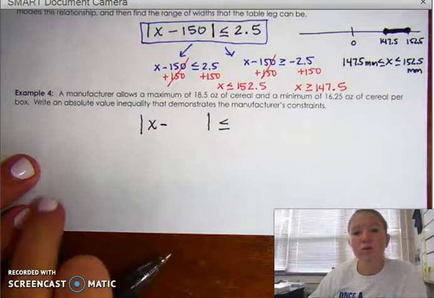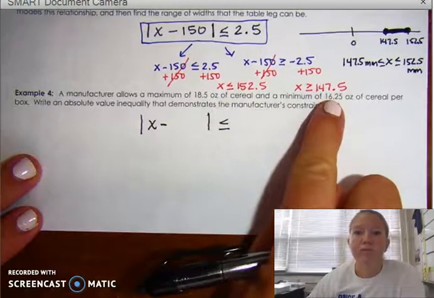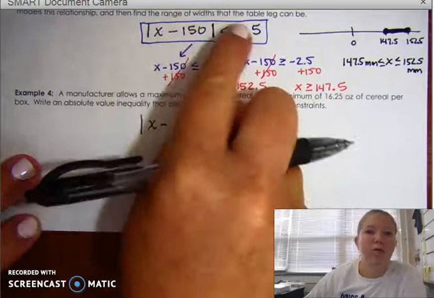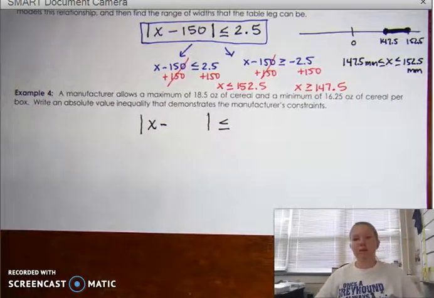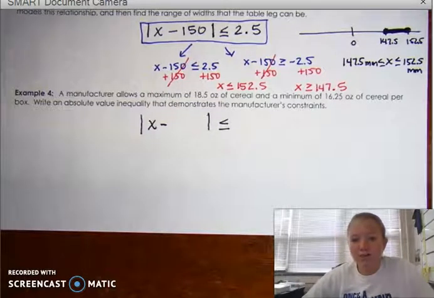So really what we're given here is the answer that we found in the last problem, and we're going to have to work backwards to figure out what these two numbers are in the inequality. So I want you to take a minute and pause the video and think about what would be our best route of finding those two numbers.